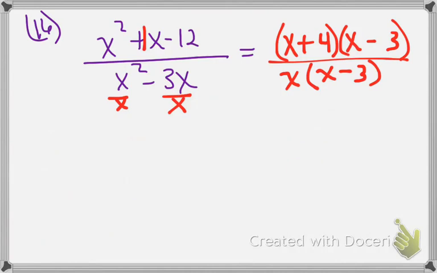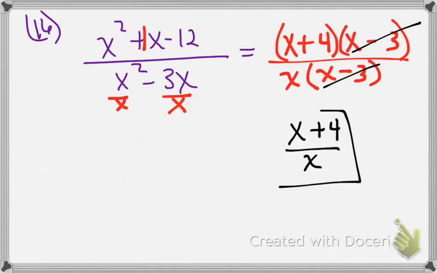For the ones that you're going to simplify like this, keep in mind that the goal is for something to cancel. So if you don't see something cancel, you might want to double check and make sure you didn't mess up your factoring. So I see x minus 3 top and bottom. That's going to cancel, and that leaves us with a simplified version of x plus 4 over x.